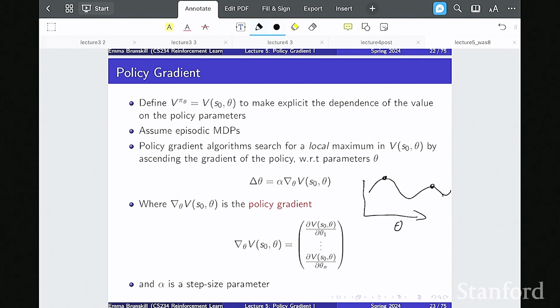And what we'll be doing is we're just going to be trying to take the gradient of the policy with respect to the parameters. Okay? And as usual, we're going to have a step size parameter. So we're going to take the gradient of the value function with respect to the parameters and take a small step. And the key thing is going to be thinking about places where we can do this all directly using smooth functions.